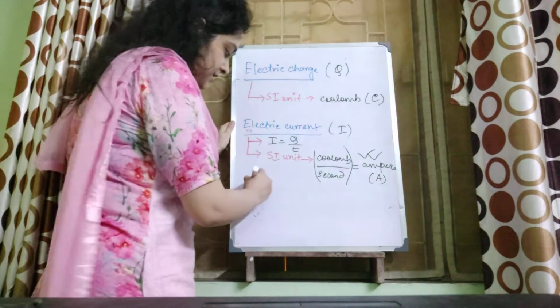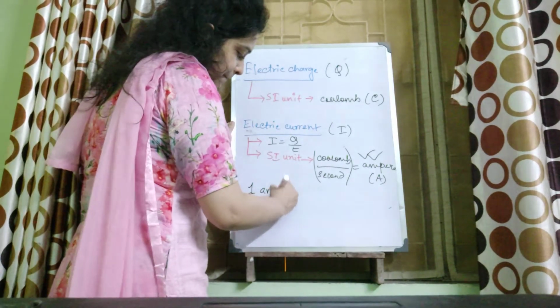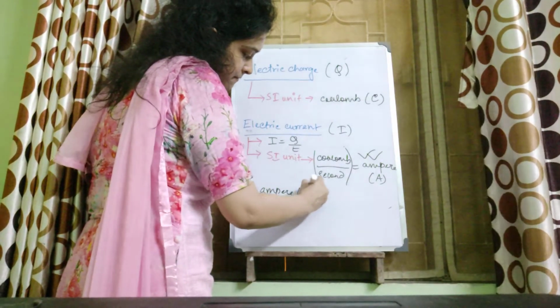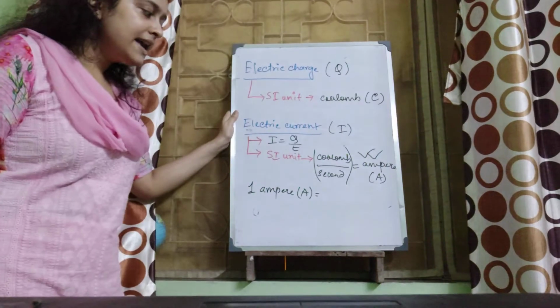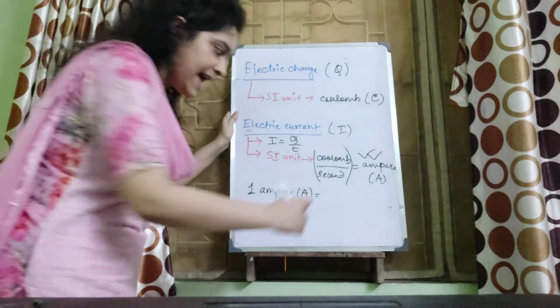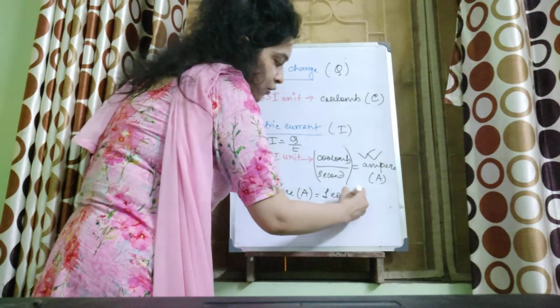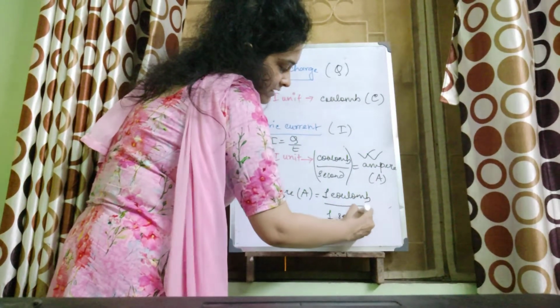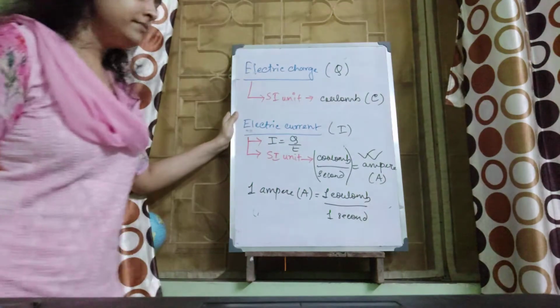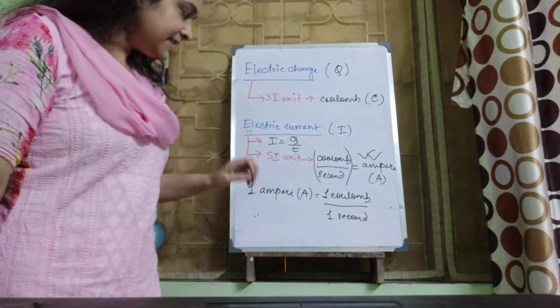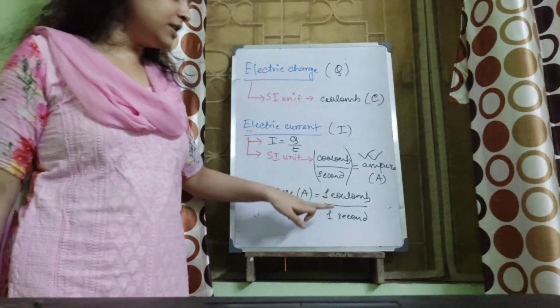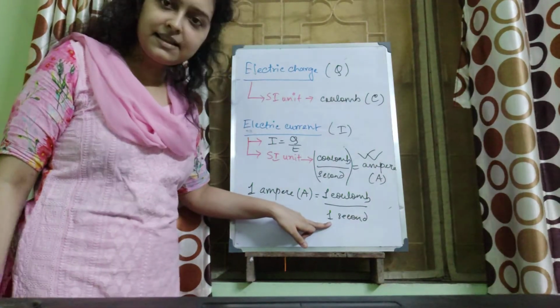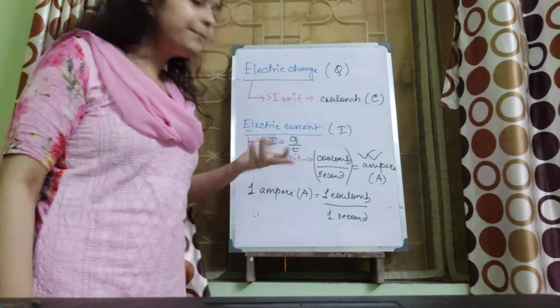So if I ask you what is 1 ampere? 1 ampere is the current flowing when 1 coulomb of charge is flowing in 1 second through an area. Right? If 1 coulomb of charge flows in 1 second, then the current flowing is 1 ampere. Simple.